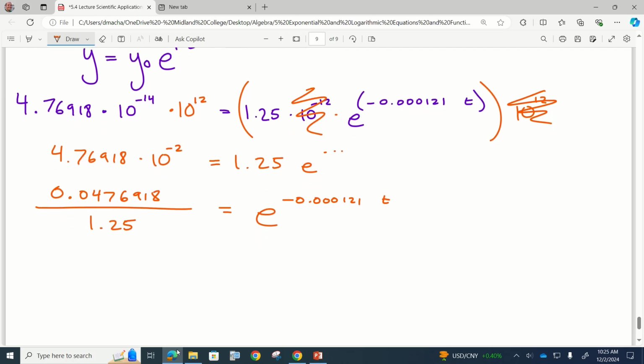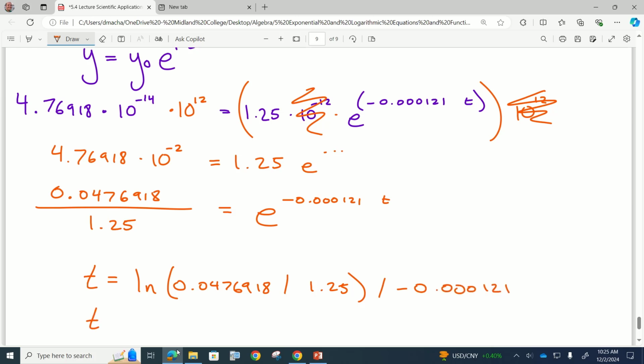Now, let's take the natural logarithm of both sides and then divide both sides by r, and we'll have t equals the natural log of 0.04766918 divided by 1.25, close parentheses, divided by negative 0.000121. So, yeah, about 27,000 years old.